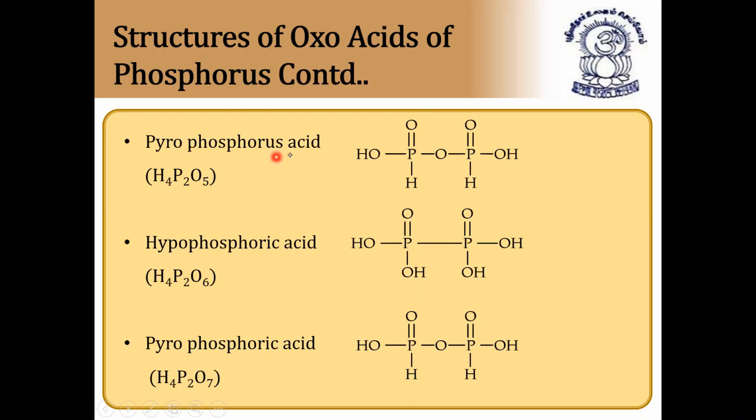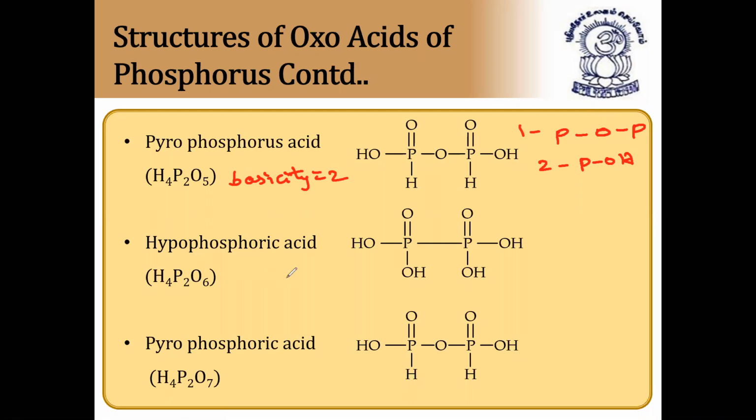Next, pyrophosphorus acid. It contains how many POH bonds? Two POH bonds and one POP bond. Very important, it contains one POP bond and two POH bonds. So basicity is equal to 2.